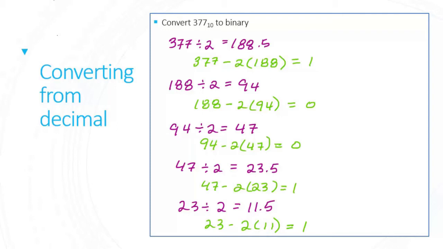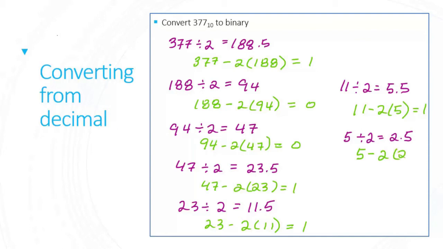Now we're down to 11. How many groups of 2 can we remove? In other words, what is 11 divided by 2? It's 5.5, which means from 11 we can remove 5 groups of 2, and we'll have a remainder of 1. Then we're left with 5. 5 divided by 2 is 2.5. So if we have 5, we can remove 2 groups of 2 from it, and we'll have 1 left over.